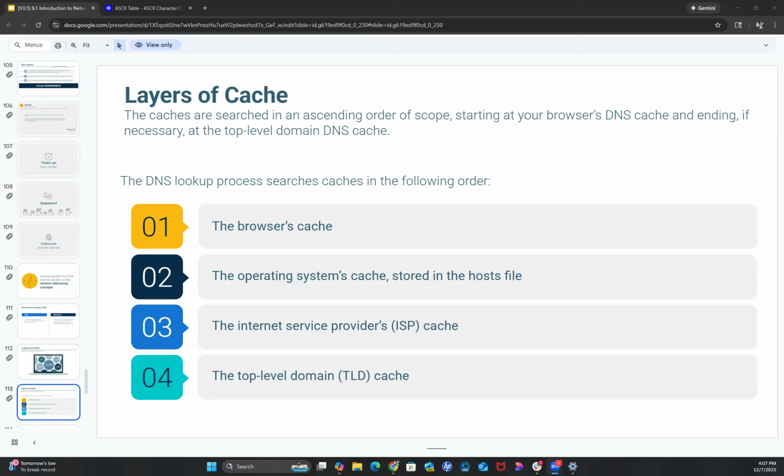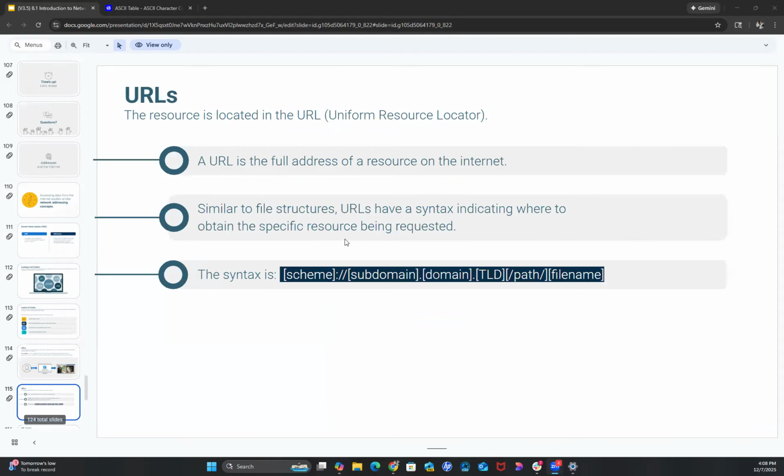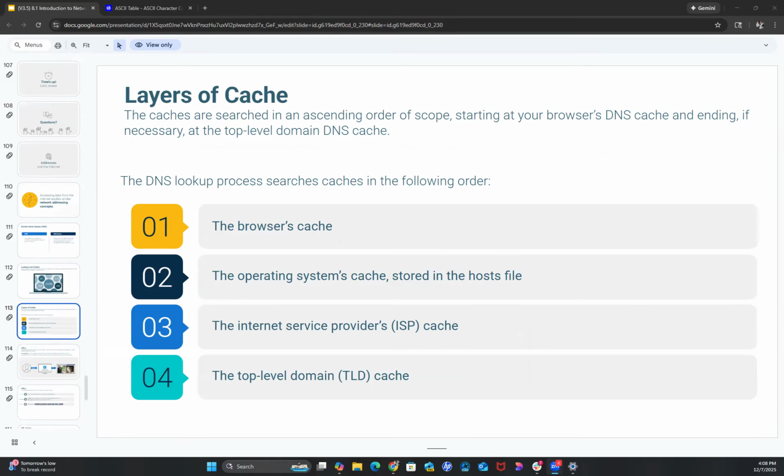The caches are searched in ascending order of scope, starting at your browser DNS cache and ending, if necessary, at the top level domain DNS cache. So note the sequence of the DNS lookup process. When a website is entered into the browser, it first checks its own DNS cache to see if the translation already exists for that particular website.